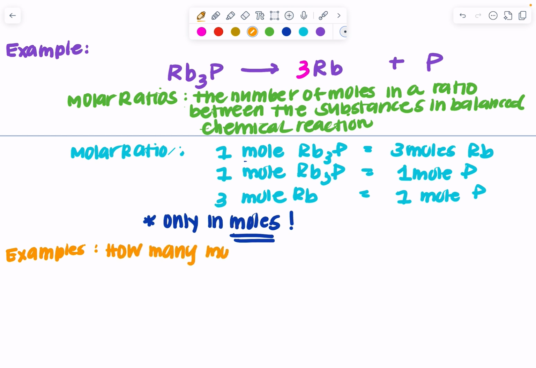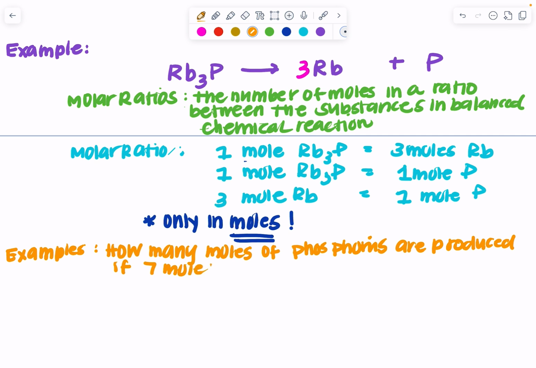How many moles of phosphorus are produced if 7 moles of rubidium are also produced?